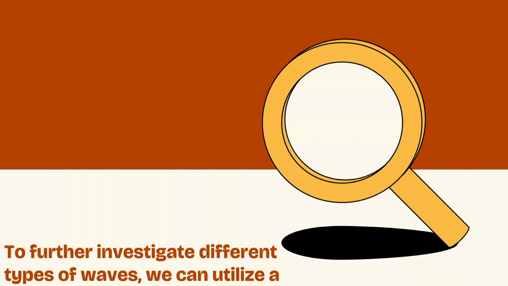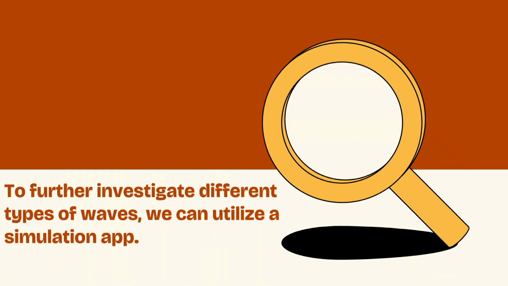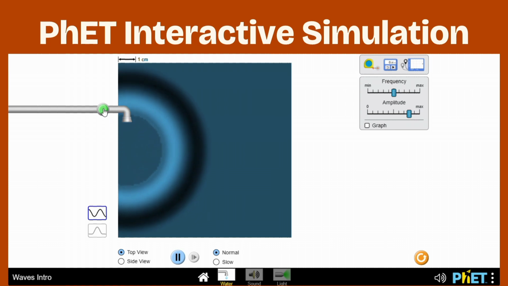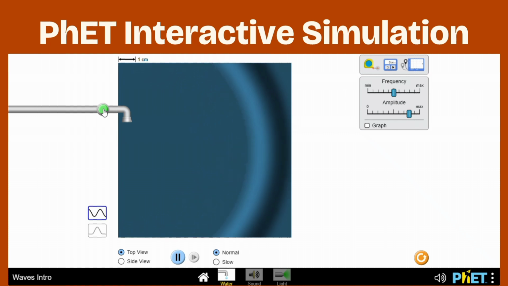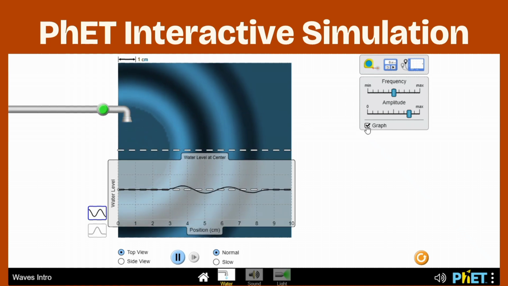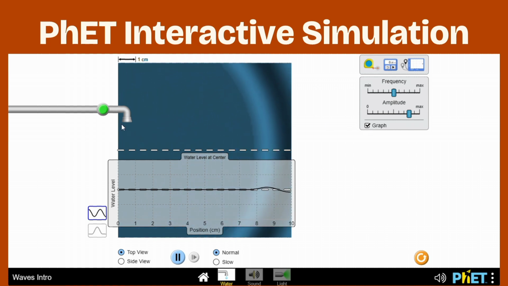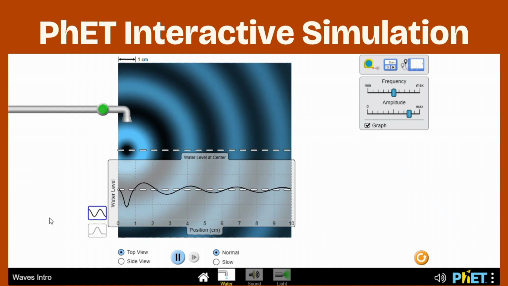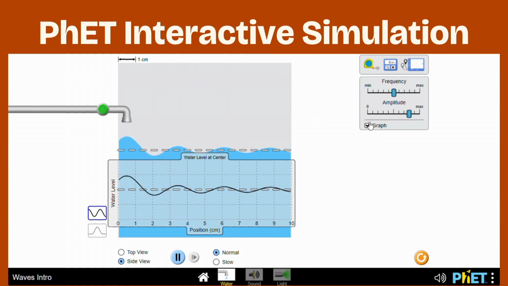To further explore different types of waves, I have also included here a free simulation app which students can utilize. So we have here the PhET interactive simulation. We can explore the water, sound, and light waves and be able to manipulate them. We can adjust the frequency, the amplitude, and you can also use the measurements to accurately input data that the students may need. You can also view it in top view and side view.